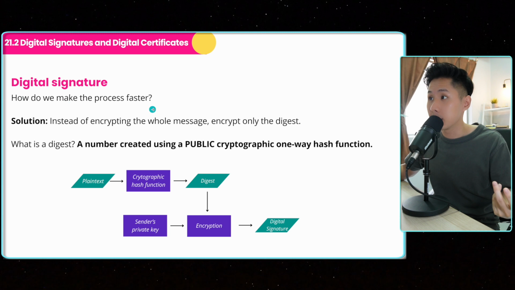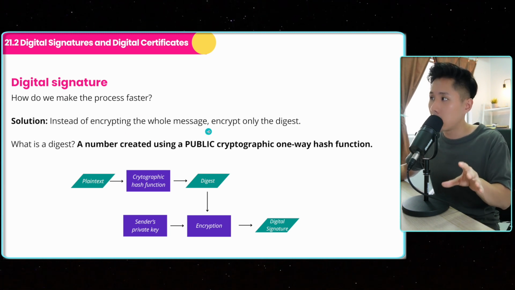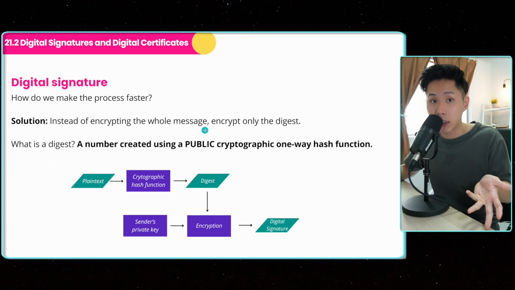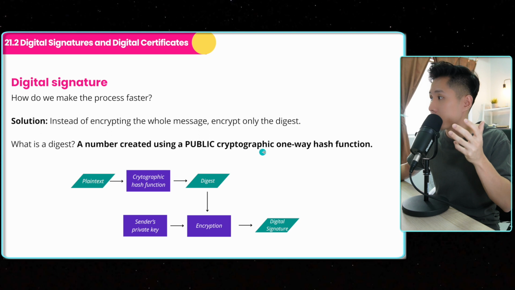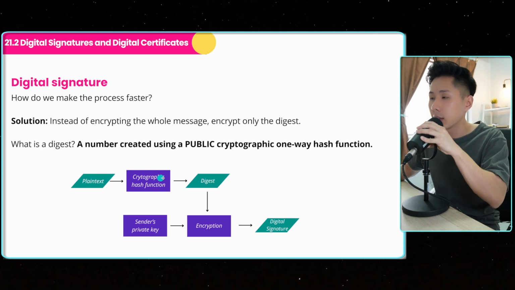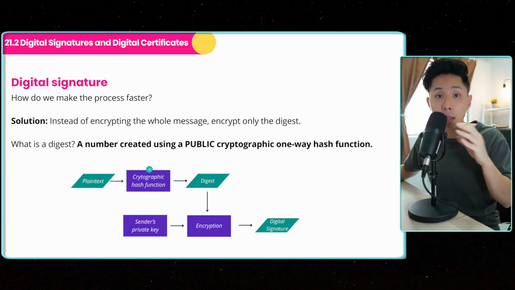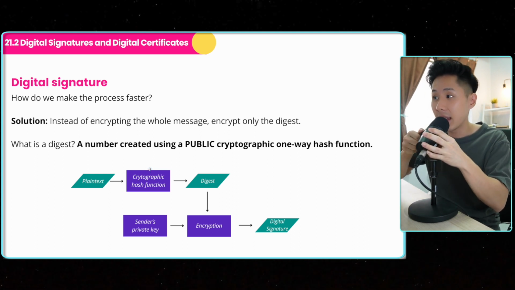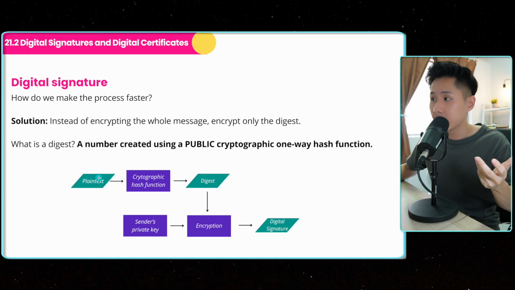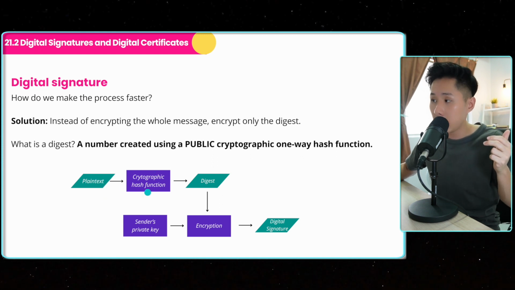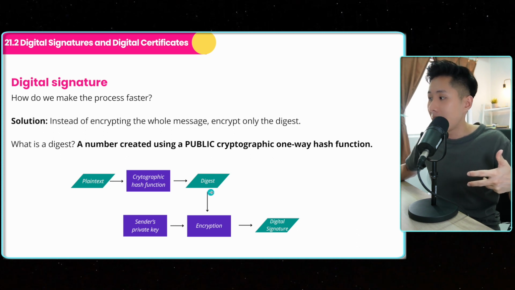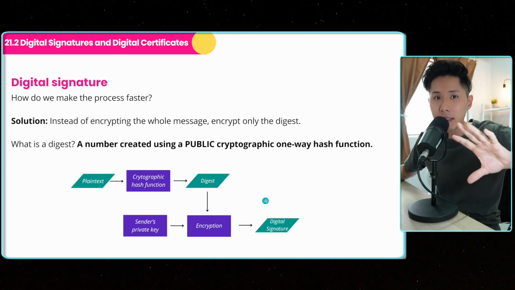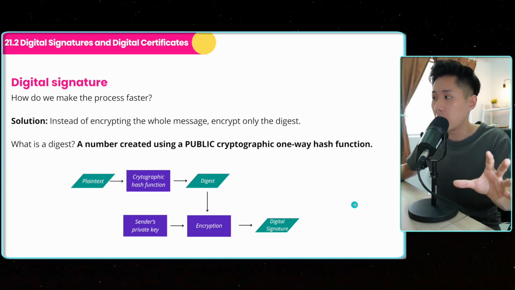How can we make the process faster? Instead of encrypting the whole message, we encrypt only the digest. And a digest is a number created using a public cryptographic one-way hash function. So I showed a diagram to explain how this works. Imagine we have the plain text. Instead of encrypting this, we put it into a hash function so that it gives us the digest, which is a number. And then we'll encrypt the digest instead, and that will become the digital signature. I know this can be confusing, but just stay with me for a little while longer.